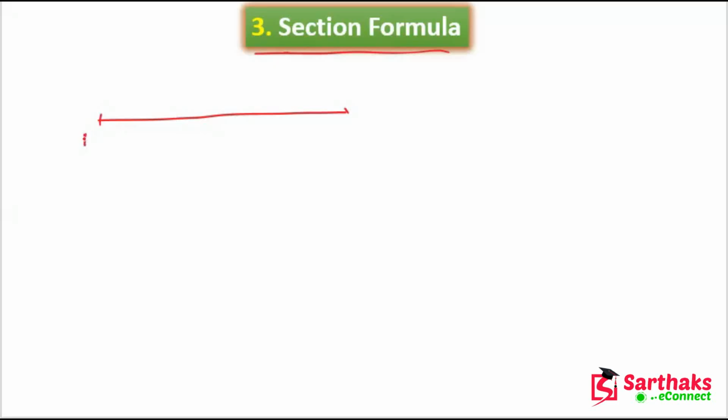Let's suppose this is A and this is B. A point M cuts the line and divides it into two parts in the ratio m to n. This point M divides this line into two parts in the ratio m:n.